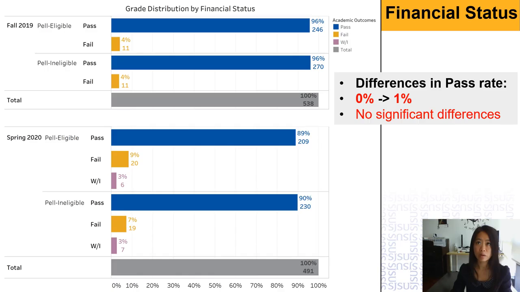Next, we are looking at financial status, based on the students' eligibility for receiving the Pell Grant. From fall 2019, we see a 0% difference. From spring 2020, we see just a 1% difference, almost not a significant difference here.